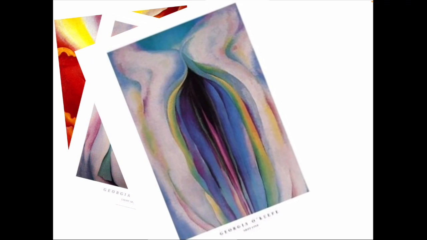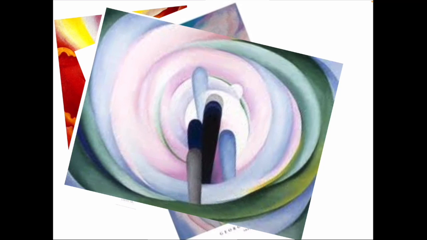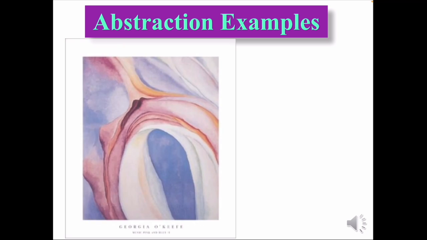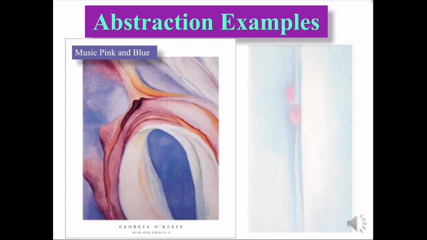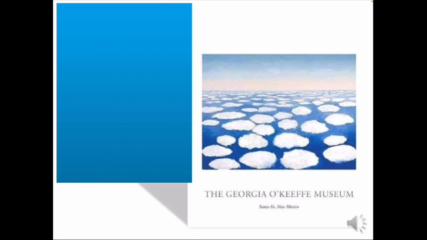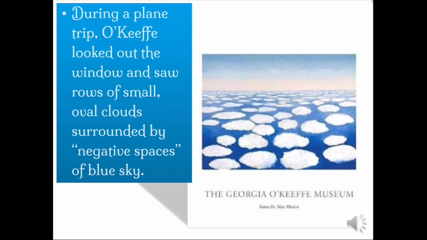So here are some of the more abstracted pieces that are these nature kind of scenes, but again, a little bit more abstract because of how much they're zoomed in. So here's some more examples of her abstract work. During a plane trip, O'Keeffe looked out the window and saw rows of small oval clouds surrounded by negative spaces of blue sky. This painting can be found at the Art Institute of Chicago.